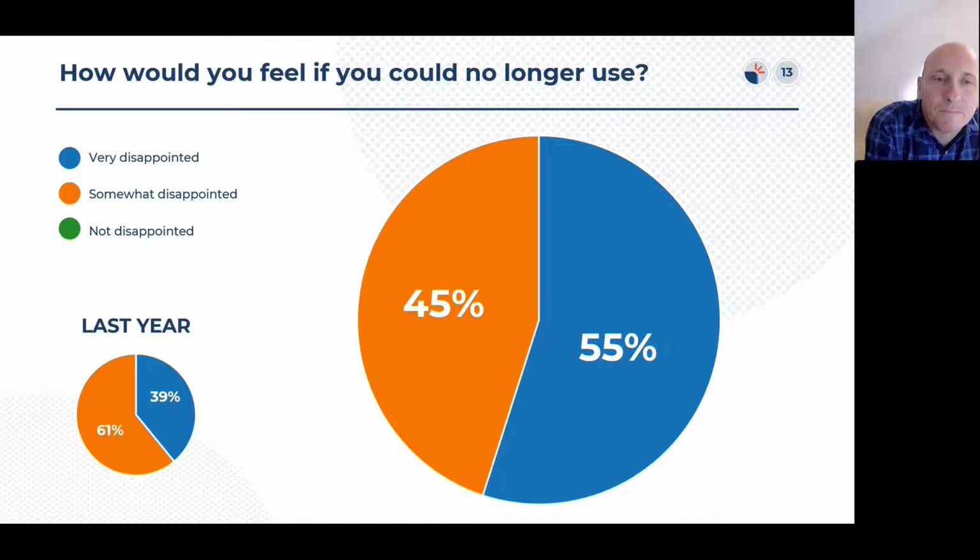We use this as a simple gauge to ascertain the product market fit of Method Grid. So we pose the question, if Method Grid was taken away from you tomorrow, how disappointed would you be? Would you be very disappointed, somewhat disappointed, or not disappointed? Now, again, very pleased to see that we've moved up again this year. No one would be disappointed, and actually we've ticked over into above 50% would be very disappointed now.